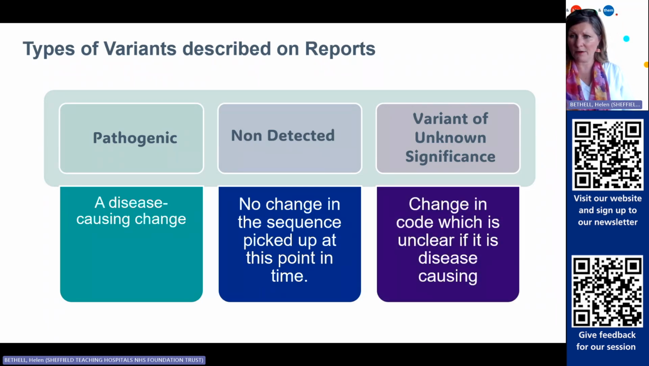And the final type of variant might be described as a variant of unknown significance. And this is where we've got a change in the code, but we're very unclear as to whether this is disease causing or not. And unfortunately, when we find a variant of unknown significance, we have to treat it like a negative result. So we wouldn't use that for any cascade testing or testing within the family to establish risk. It would simply be noted, and that would be reviewed every few years or so to see whether through research and through extended testing in other areas, we've been able to define that variant any further.